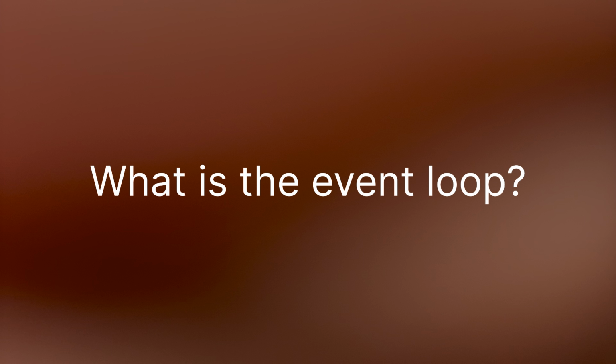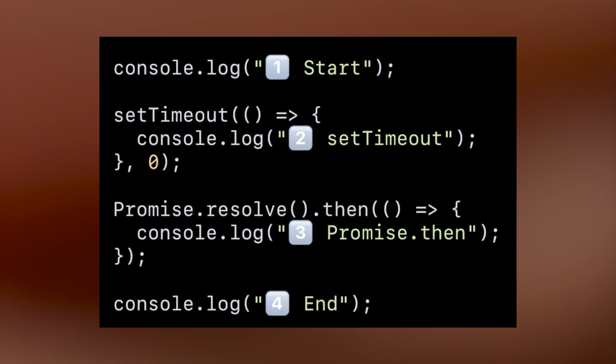Question 8. What is the event loop in JavaScript? The event loop is a mechanism that allows JavaScript to perform non-blocking operations by continuously checking the call stack and the callback queue. It ensures that the main thread is not blocked and that asynchronous code runs smoothly.